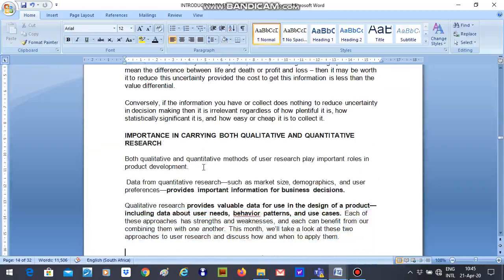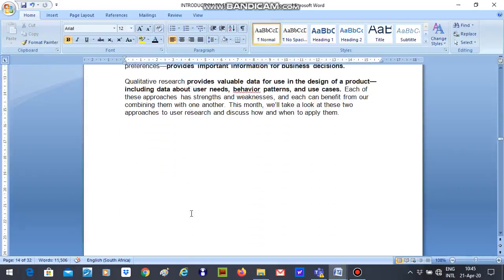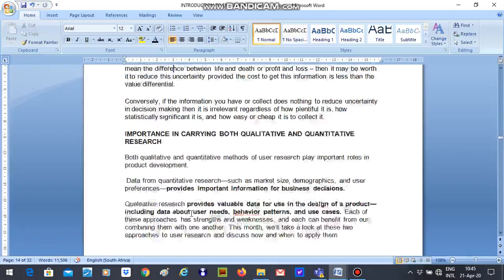So let's look at the importance of carrying out both qualitative and quantitative research. Quantitative research provides important information for business decisions. And for qualitative, it provides valuable data for use in design of products and the rest. So students, this is what we have.